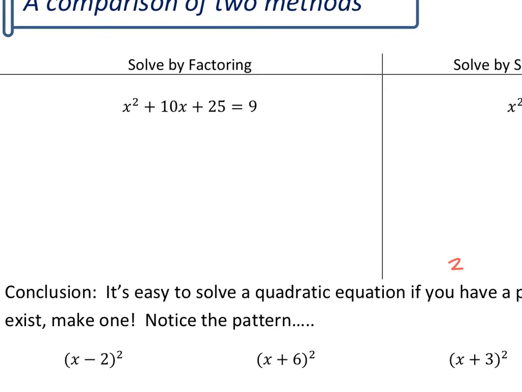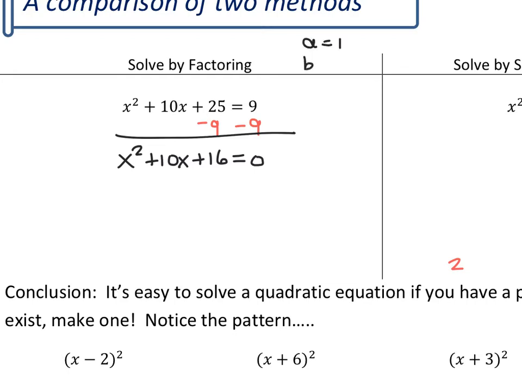We know we want to get 0 on one side, so I'm going to subtract this 9 here. And I have x squared plus 10x plus 16 equals 0. And a, in this case, equals 1, b equals 10, c equals 16. So we're looking for factors of ac, which equals 1 times 16, which is 16, that sum to our b, which is 10.